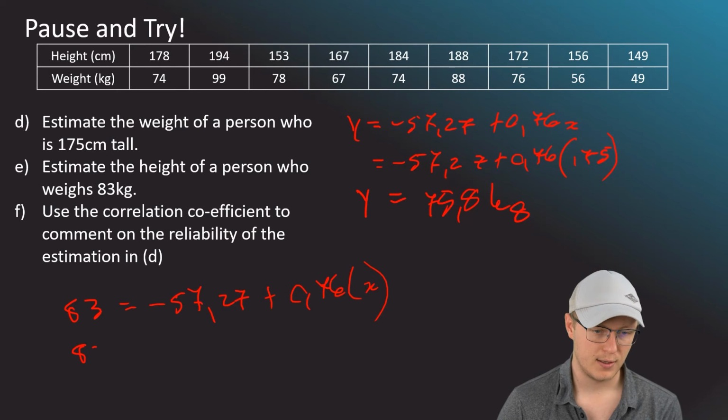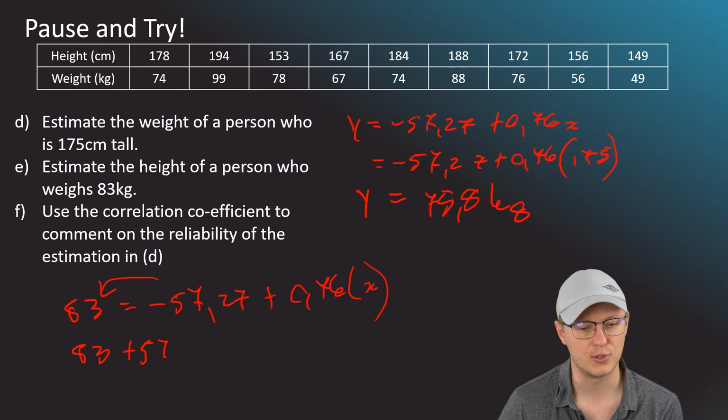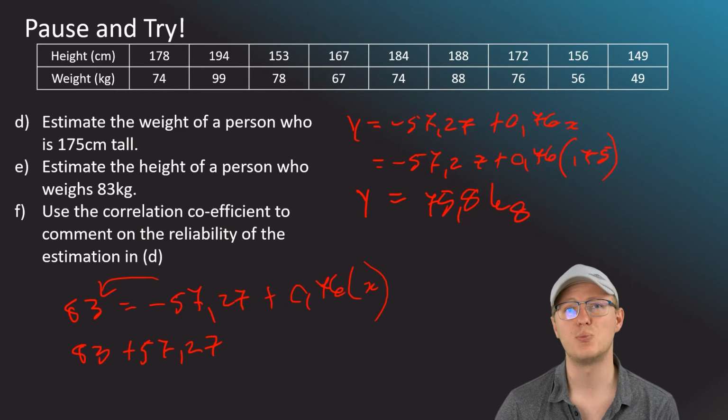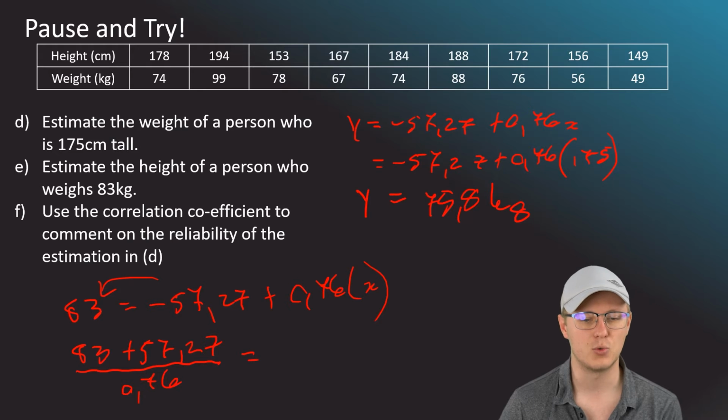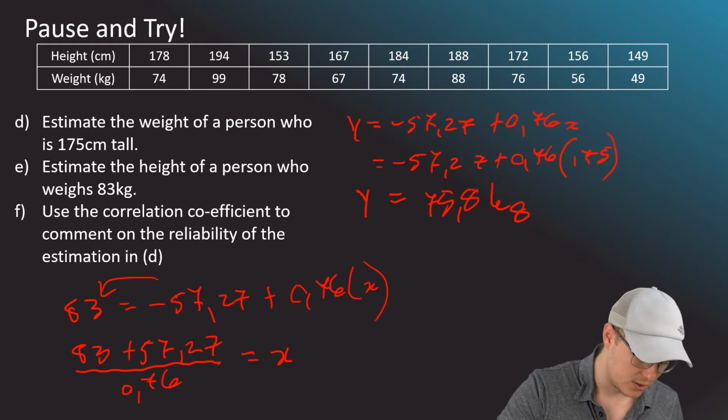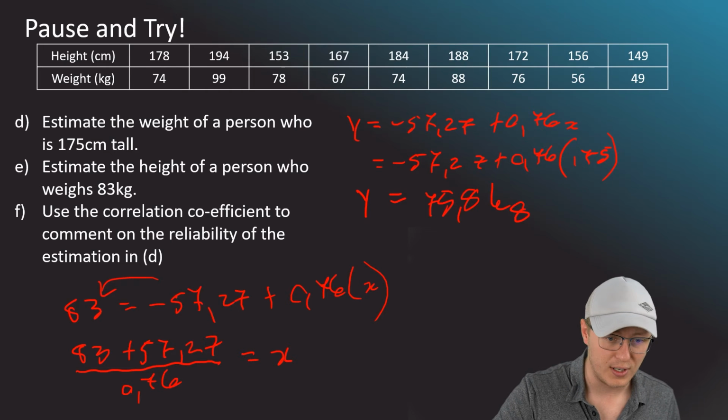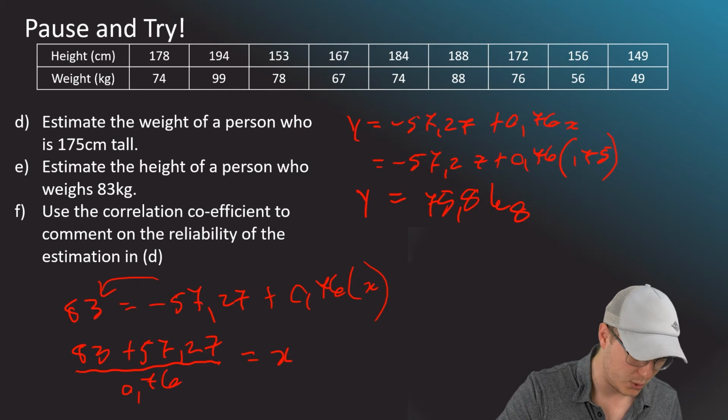So 83, I'm going to take that to the other side, that's going to be plus 57.27, and then I've got 0.76x, I just want x. So I'm going to divide both sides by 0.76, and that would isolate the x. So now I'm going to use my calculator, right, and we've got 83 plus 57.27 divided by 0.76.